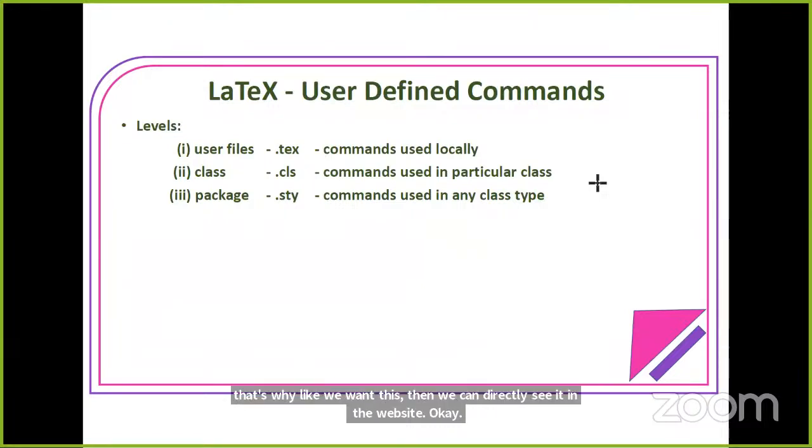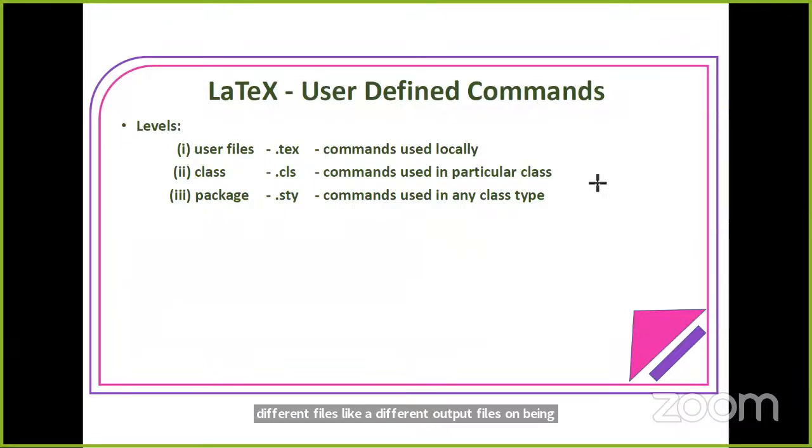Now, as a developer, we need to know that we can have user defined commands at three levels. One is at the level of user files. In the text file itself, you can make some command changes, and then you can make some user defined commands and options. You can provide them in the text file itself. That is done locally, using macros.